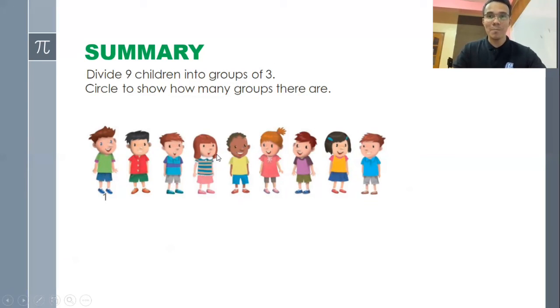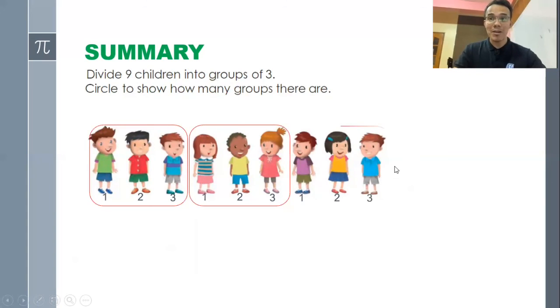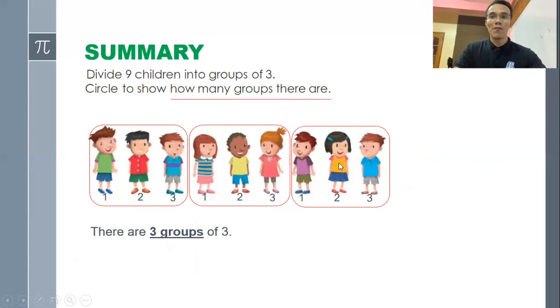We have 1, 2, 3. Draw a circle around them. Count another 3 people, then draw a circle around them. Count another 3 people, then draw a circle around them. How many groups are there? There are 1, 2, 3 groups of 3. Therefore, we can say that there are 3 groups of 3.